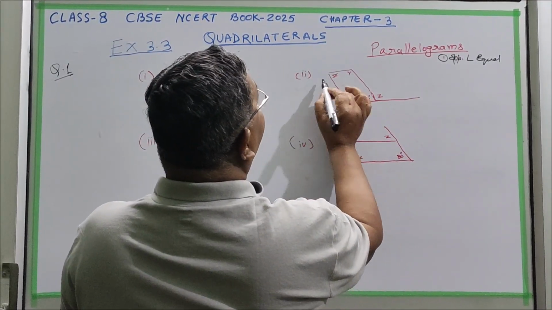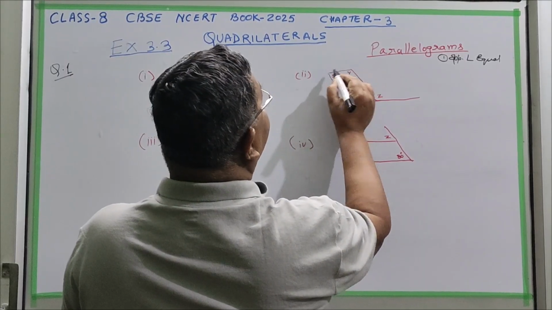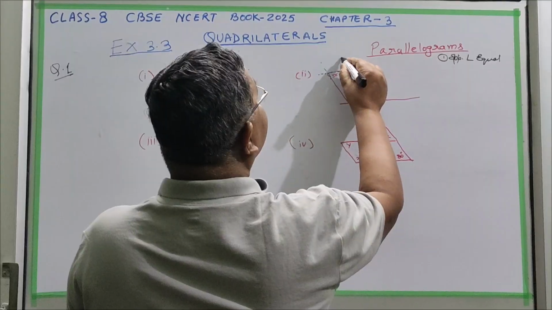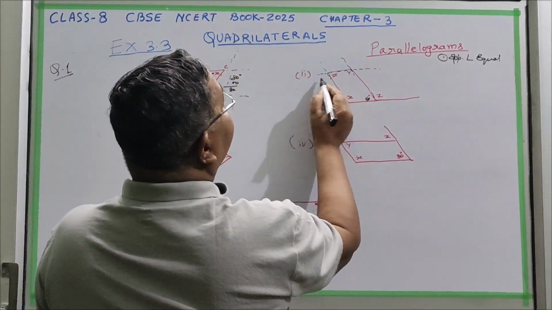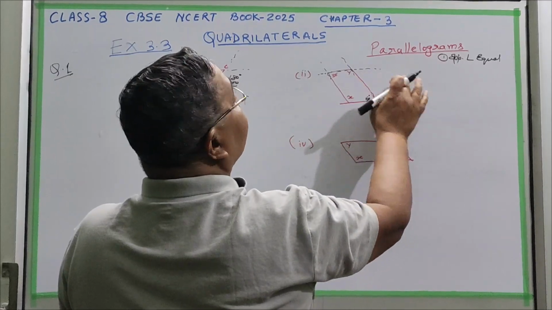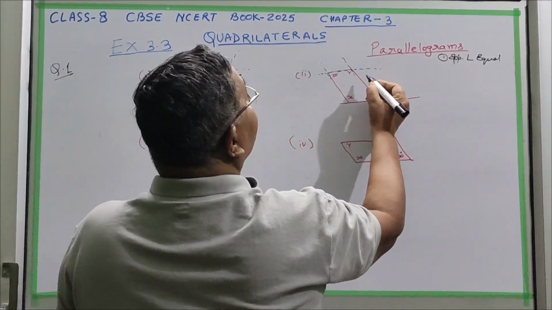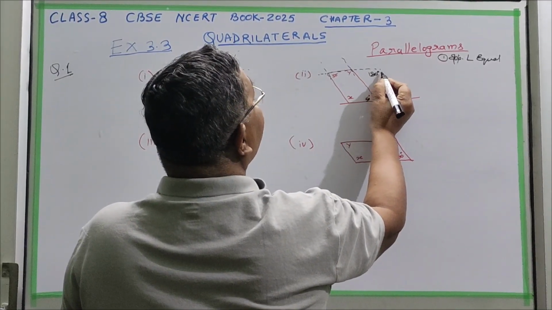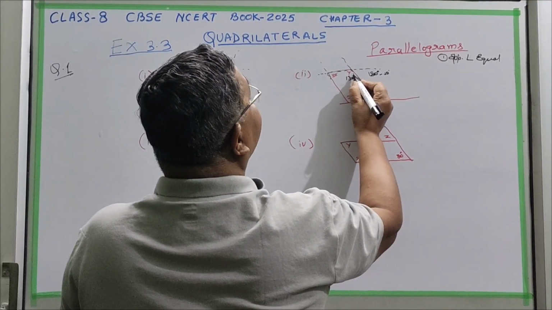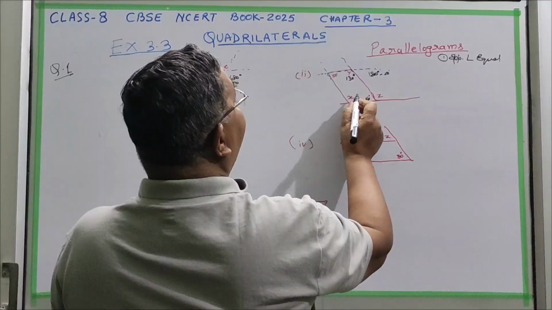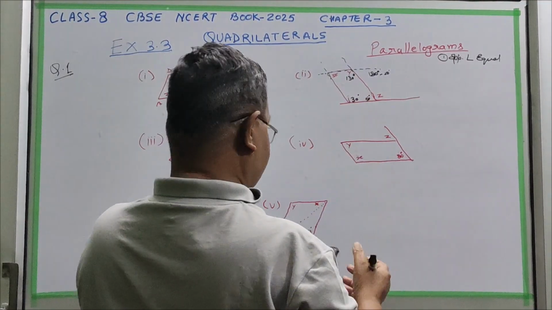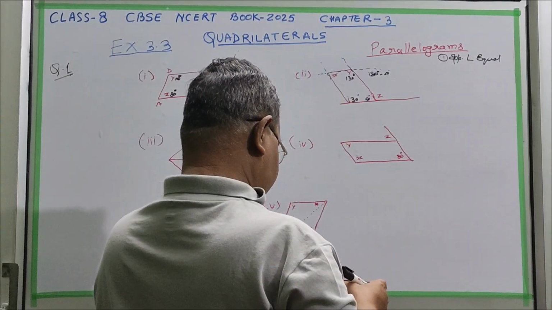And here, this is also a transverse line, and this is the parallel line. So in that case, angles on one side of the transverse line add up to 180 degrees. So 180 degrees minus 50 degrees is equal to 130 degrees. Opposite angles are equal, so this will also be 130 degrees.